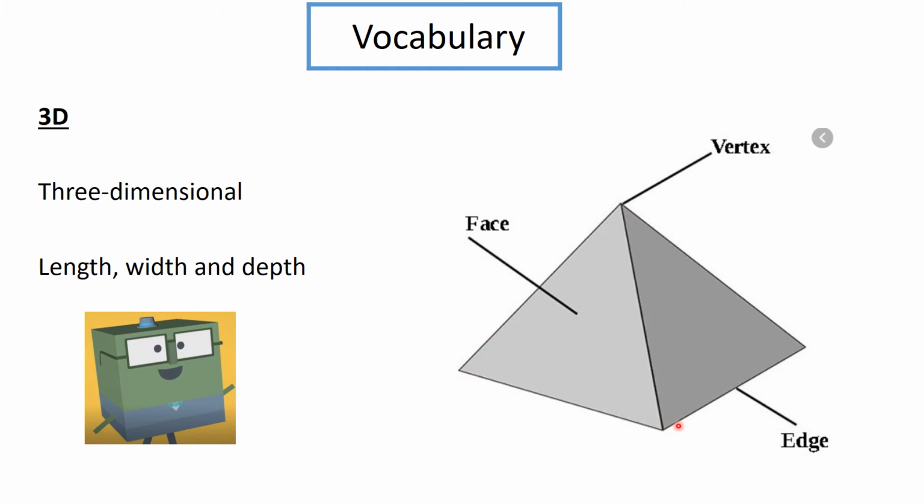We can see in the picture that there's 1, 2, 3, 4 vertices, and there is one that's hidden down there at the bottom because the bottom of it is a square. So there are 5 vertices on this square-based pyramid. And then the part between the edges, we would call a face. And that again can be curved or it can be flat. So we've got faces, edges and vertices, or a vertex, on our 3D shapes.